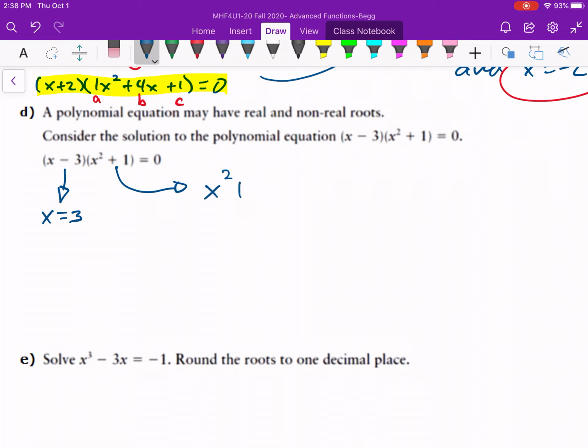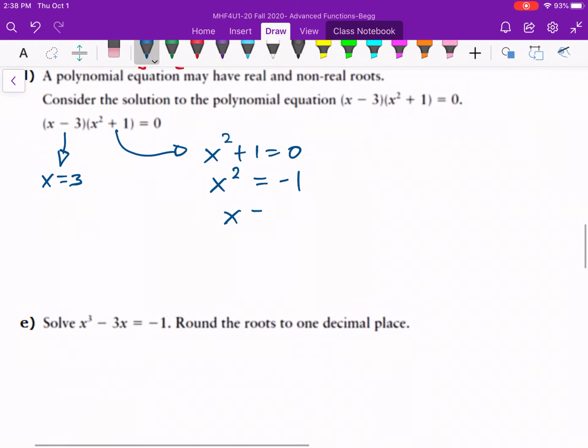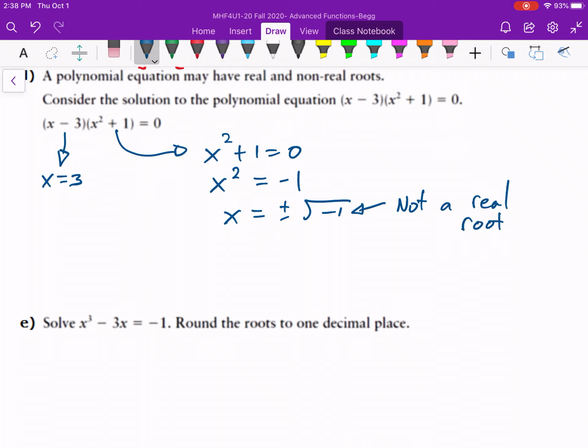If I try the trick of setting it equal to 0 and then isolating x, what I get is x squared equals negative 1. If I take the square root of each side, then I would be trying to take the square root of negative 1, and that's not a real root. By a real root, we mean it's a real number. There are no real numbers that you can take the square root of a negative number. So this is our only solution here.